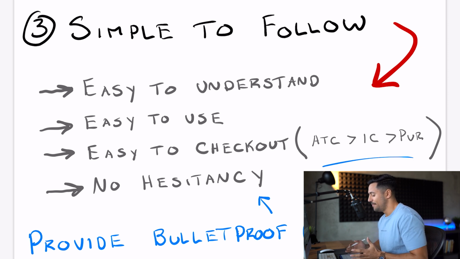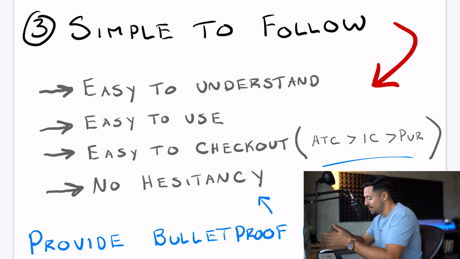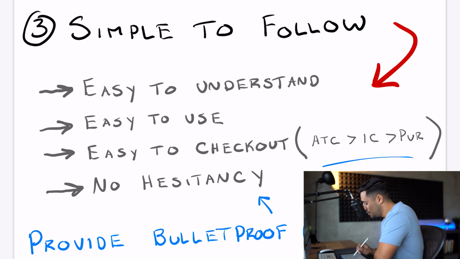So if you can take the heavy lifting off of their shoulders, put it on your shoulders, and just simplify the whole process, it's going to make your life and their life very, very simple. So you need to make your offer very easy to understand. You need to make it easy to use, right?